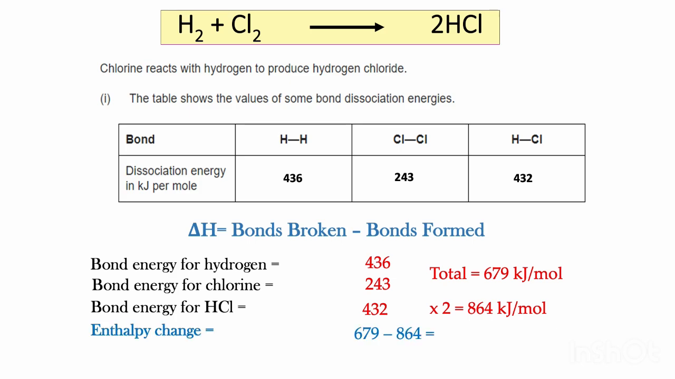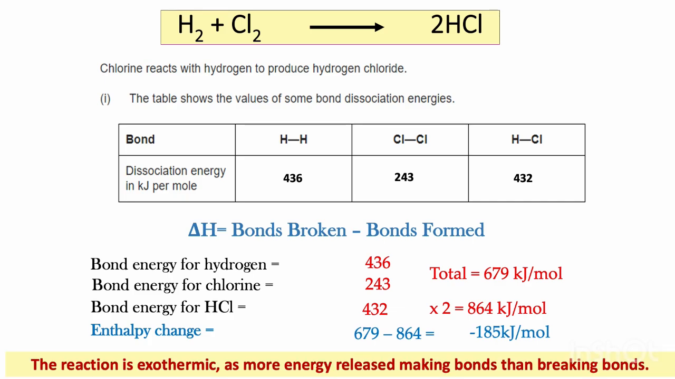So that is 679 kilojoules per mole minus 864 kilojoules per mole. Your answer is minus 185 kilojoules per mole. The reaction is exothermic, as more energy released making bonds than breaking bonds.